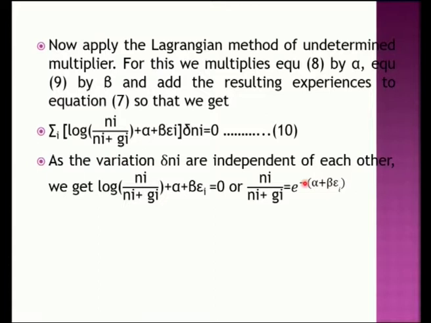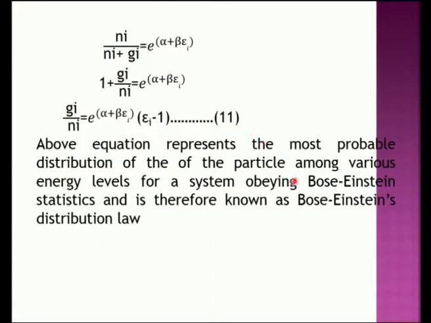Now, in the exponent you have a negative sign, so both sides can be inverted. You will get (n_i plus g_i) by n_i is equal to e power (alpha plus beta epsilon_i). So 1 plus g_i by n_i is equal to e power (alpha plus beta epsilon_i). So g_i by n_i is equal to e power (alpha plus beta epsilon_i) minus 1. Keep this as equation 11. This equation represents the most probable distribution of the particles among various energy levels for a system obeying Bose-Einstein statistics, and this is known as the Bose-Einstein distribution law.